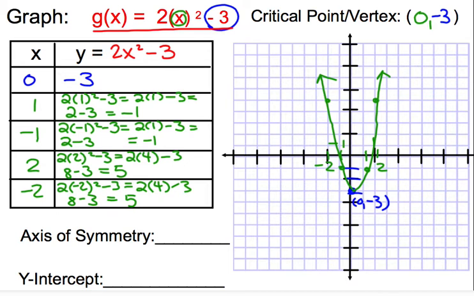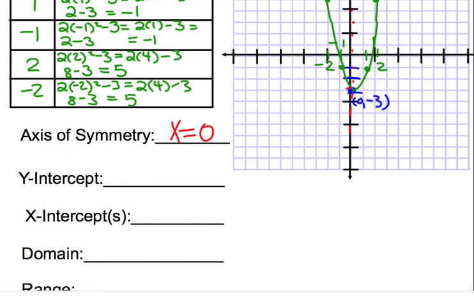The axis of symmetry runs through the vertex. So in this case, my axis of symmetry is at x equals 0. My y-intercept is right here at 0, -3.